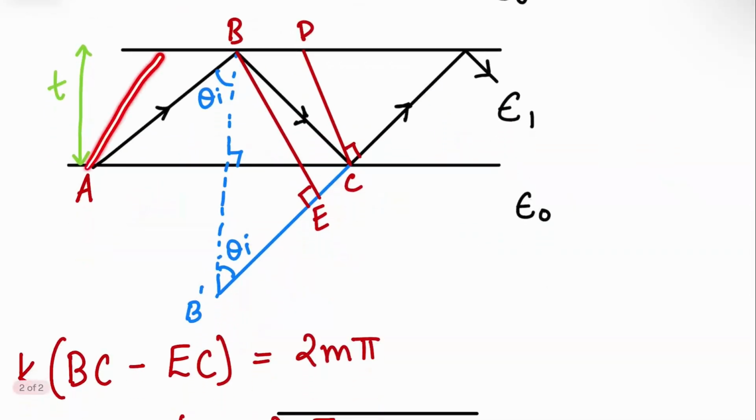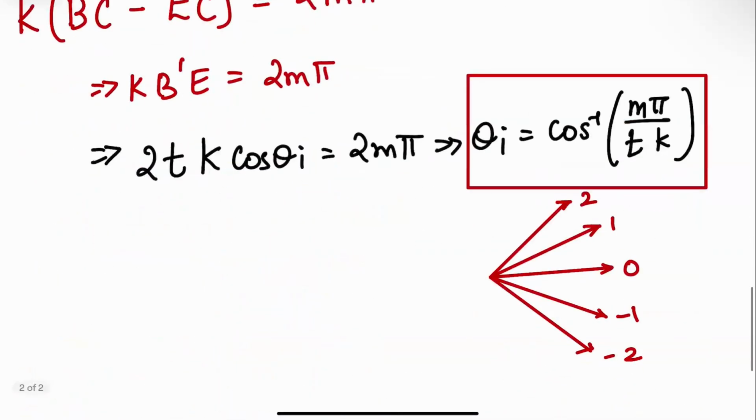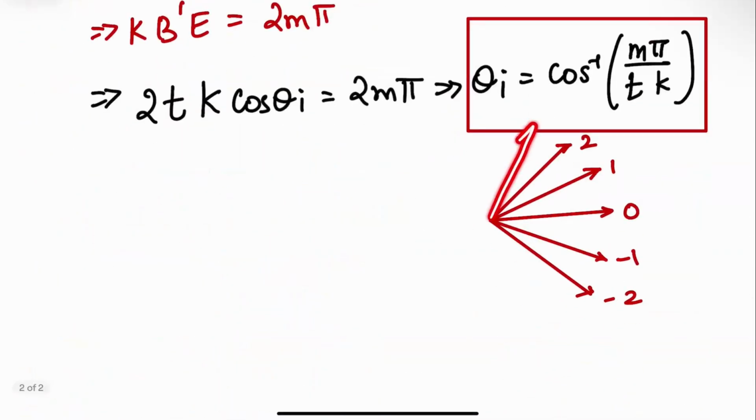Now, of course, you could have something maybe like that, maybe like that. Now, why can't you have very large m? Because beyond a point, you don't have total internal reflection, right?